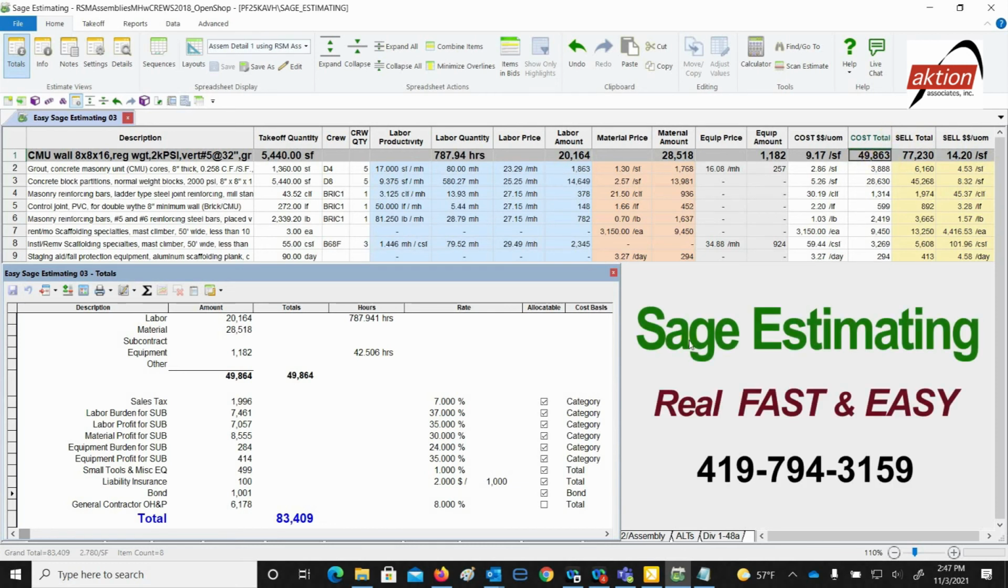It's just that simple. There you go. Sage estimating. Real fast and real easy.